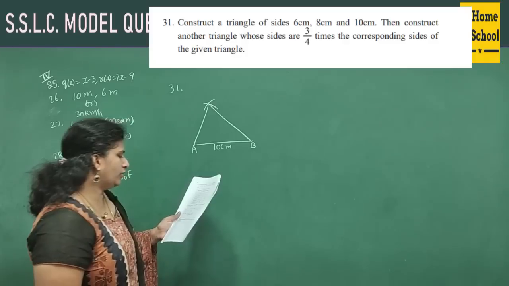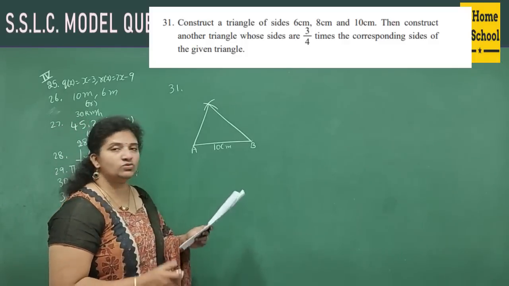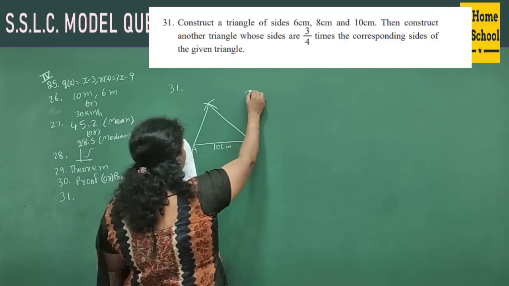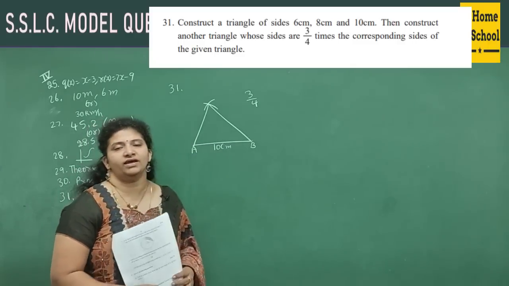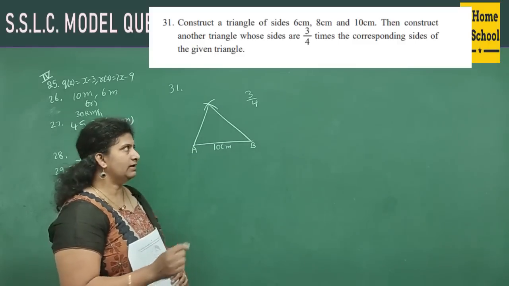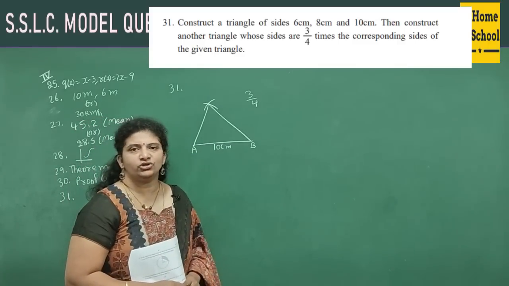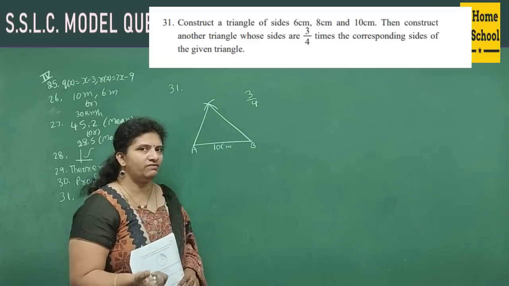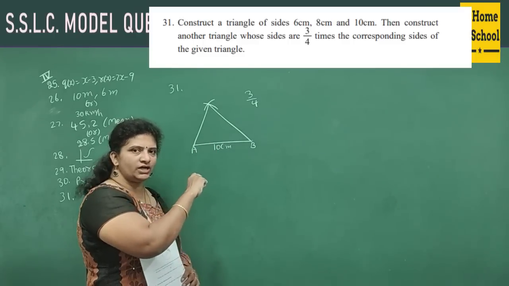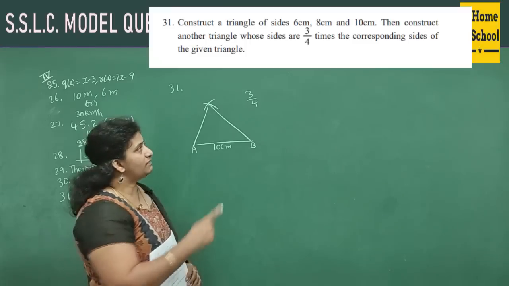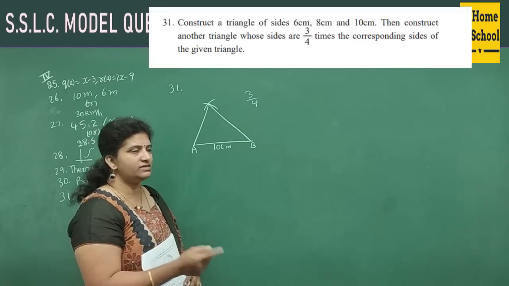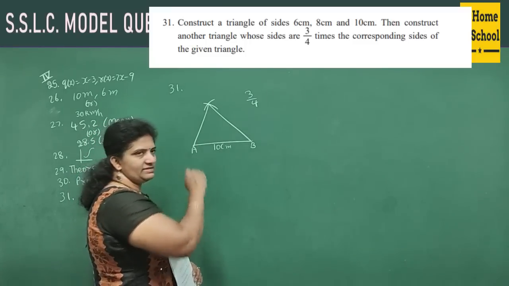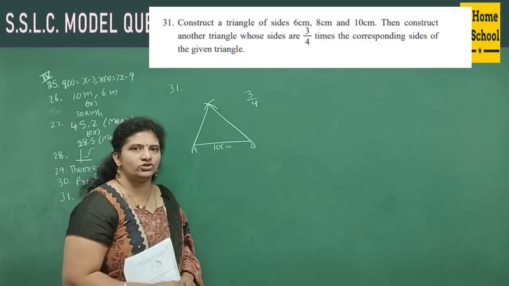Okay. And you are going to construct another triangle whose sides are in the ratio 3 by 4 times the corresponding sides of the given triangle. So here, observing the ratio, you can say whether your new triangle will be inside the original triangle or outside. Observe there, it is a proper fraction. Proper fraction means the new triangle will be inside. That is the first thing you should observe.